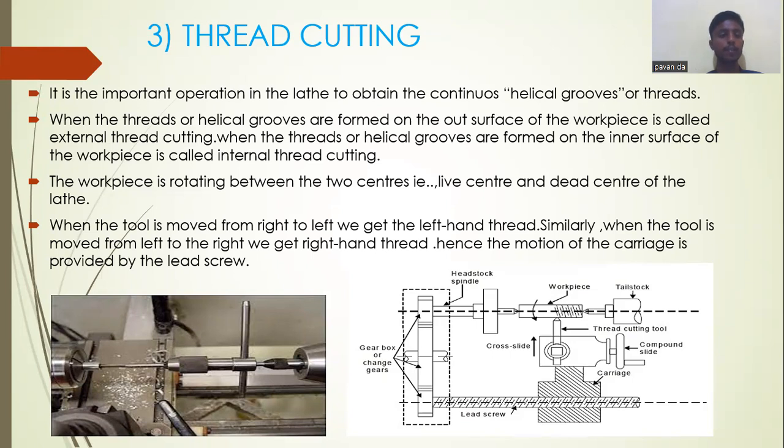cutting. The workpiece is rotating between the two centers, live center and dead center, of the lathe. When the tool is moved from the right to the left, we get a left-handed thread. Similarly, when the tool is moved from the left to the right, we get a right-handed thread. Hence, the motion of the carriage is provided by the lead screw.